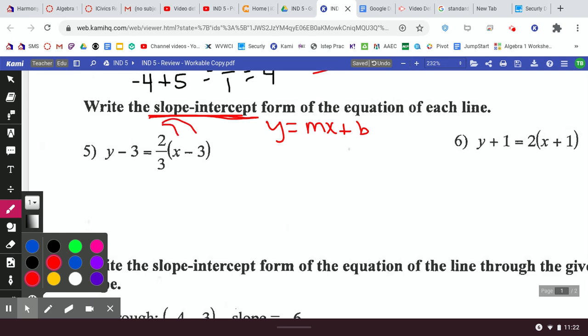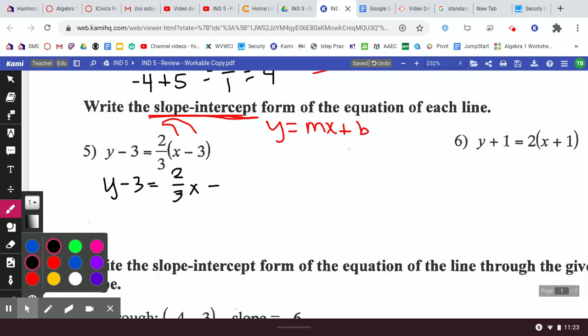Yep, good. We're going to distribute. So we've got y minus 3 equals 2/3 times x is just 2/3 x. And then you've got a positive 2/3 times a negative 3. So you know no matter what, your product's going to be negative. So I'm going to put that negative there right now.